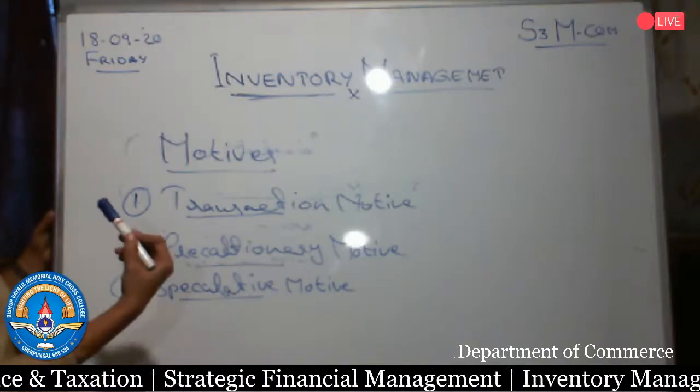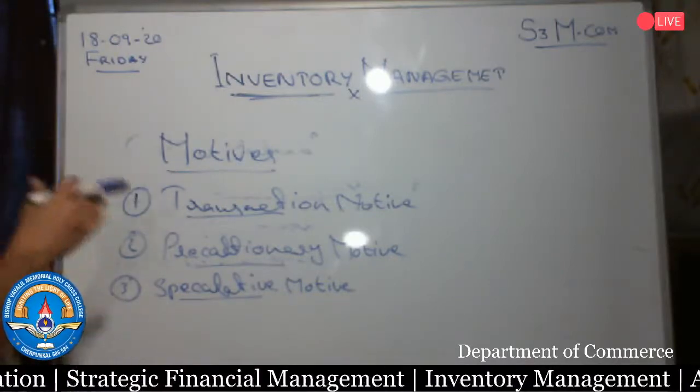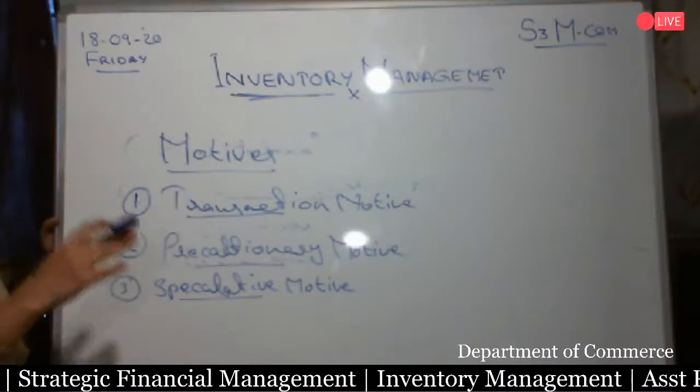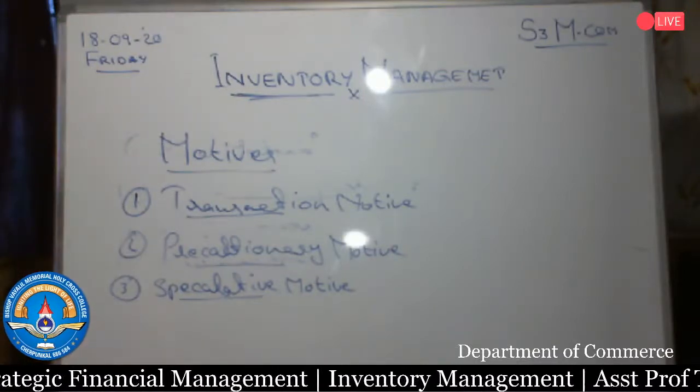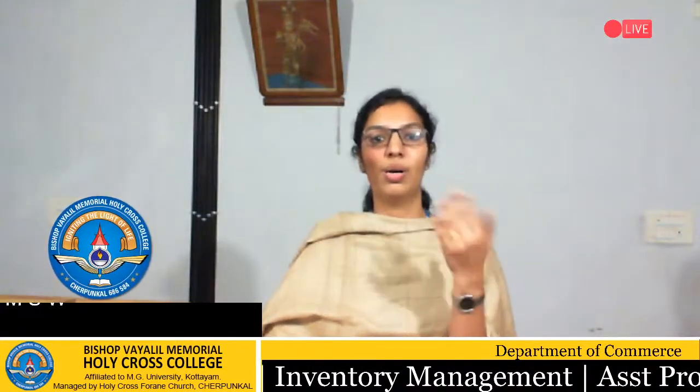Especially shortage of inventory. What will happen if there is insufficient inventory in an organization? Definitely it will affect the production process. What will happen if there is excess inventory in the organization? Definitely the excess quantity will become wastage. So the organization should maintain a fixed level of inventory based on the three different motives: transaction motive, precautionary motive and speculative motive.